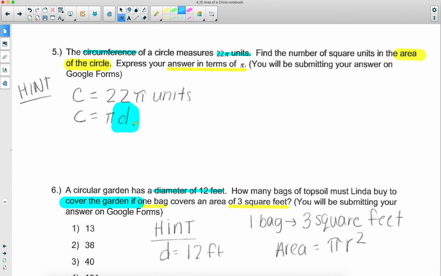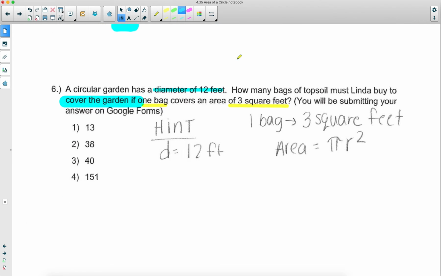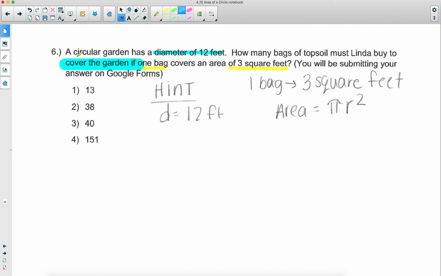Okay, so that should be number 5. And your answer is in terms of pi. So leave pi out of your calculator, but it has to be in your final answer. Okay, and then 6, we have a circular garden, has a diameter of 12 feet. So again, diameter 12 feet. How many bags of topsoil must Linda buy to cover the garden if 1 bag covers an area of 3 square feet? So you're trying to cover an area, right? So it's a circle, it's a circular garden. So you're using area equals pi r squared.